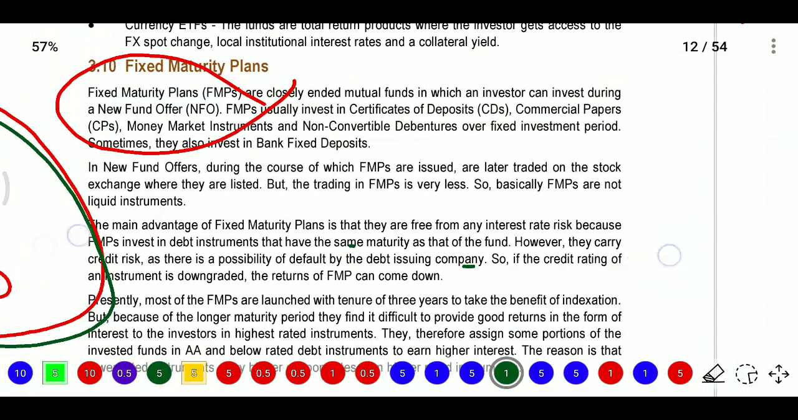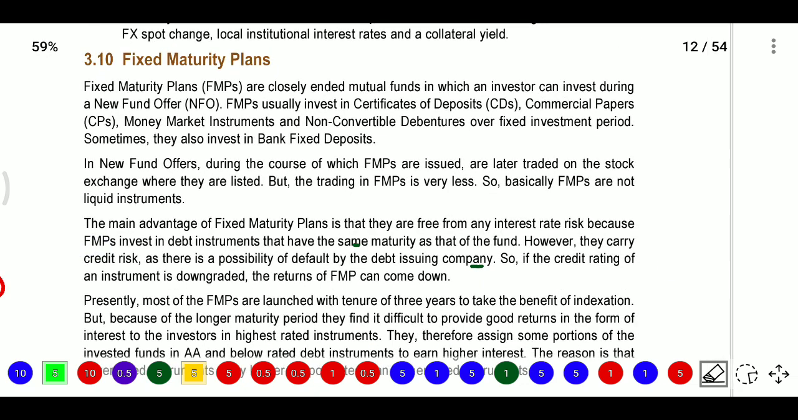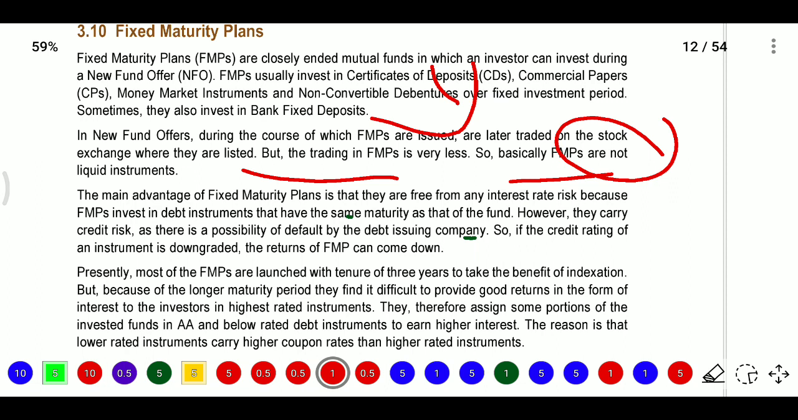Here, fixed maturity plans usually invest in certificates of deposit, commercial papers, money market instruments and non-convertible debentures over a fixed investment period. Sometimes they also invest in bank fixed deposits. FMPs are issued during the new fund offer and later traded on the stock exchange where they are listed. But trading in FMPs is very less, because they have a maturity and we need to stay till then. So basically these FMPs are not liquid instruments, because liquidity means easily convertible into cash, whereas here you need to wait up to maturity.